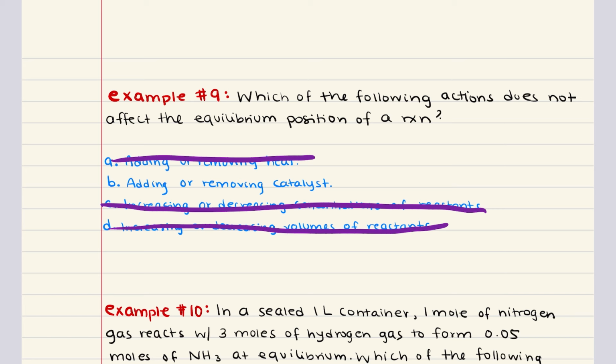Now, adding or removing a catalyst would change the reaction rates, but it would not affect or change where the equilibrium lies. And so for our question, which of the actions does not affect the equilibrium position of a reaction, the correct answer is going to be B.